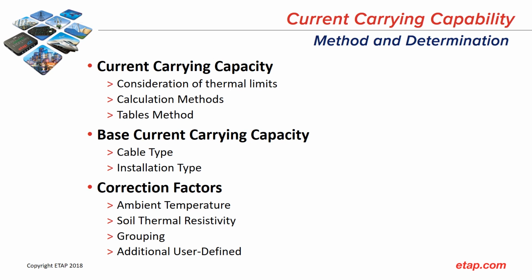Common correction factors include ambient temperature, soil thermal resistivity, and the grouping of cables. Depending on the standard, other factors can also be applicable. Factors such as thermal insulation, depth of burial or lay, the circuit clearance, etc. In addition to the factors provided by the standard, ETAP also provides a user-defined factor, allowing the user to add additional derating to the current carrying capacity of the cable if necessary.